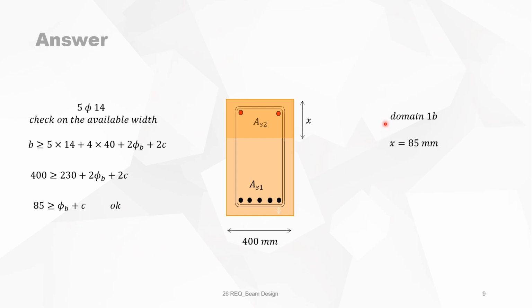So the answer is domain 1B. The position of the neutral axis is 85 millimeters. The total capacity in bending moment in ULS P is 202 kilonewton meter, and the reinforcement is 5 diameters 14.